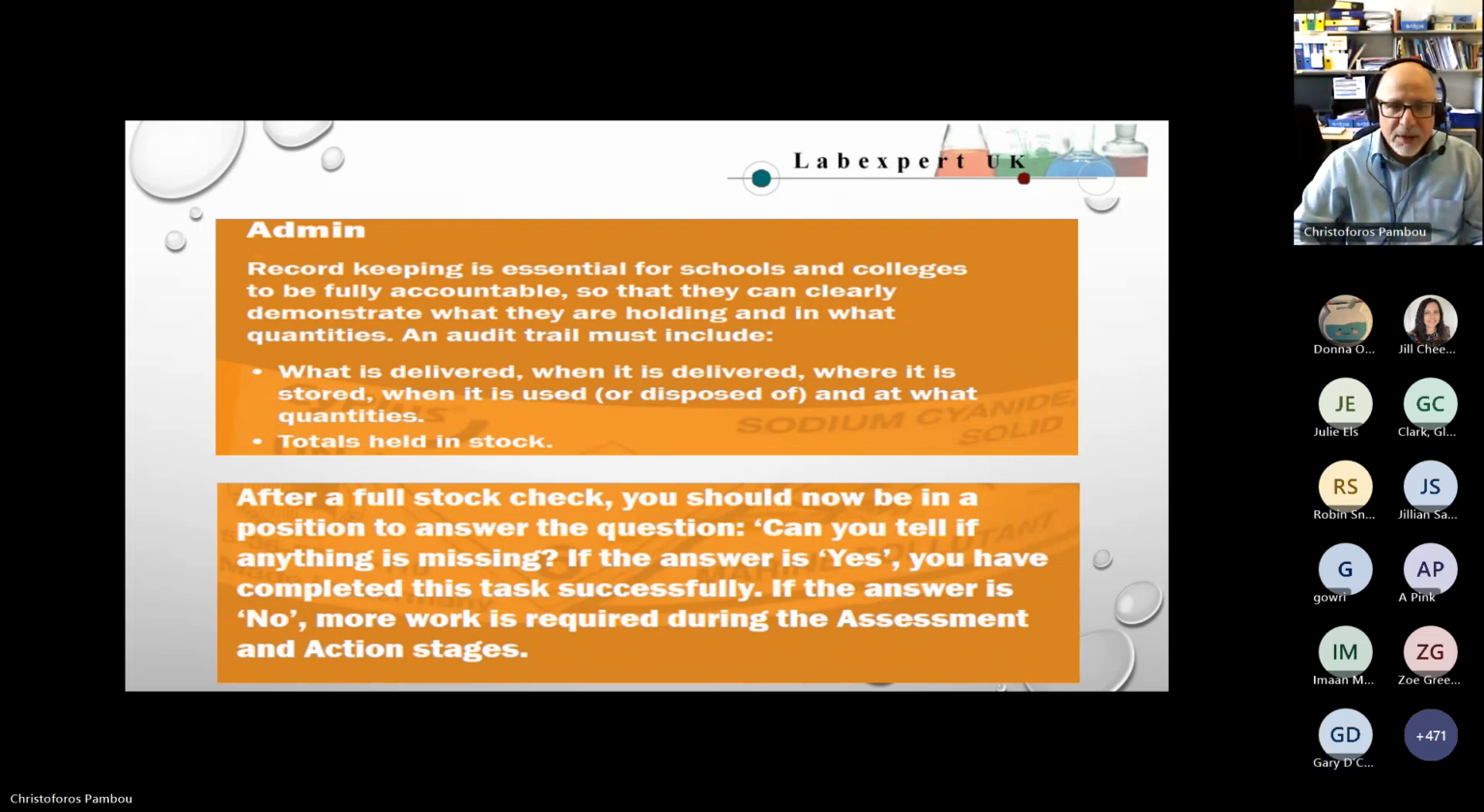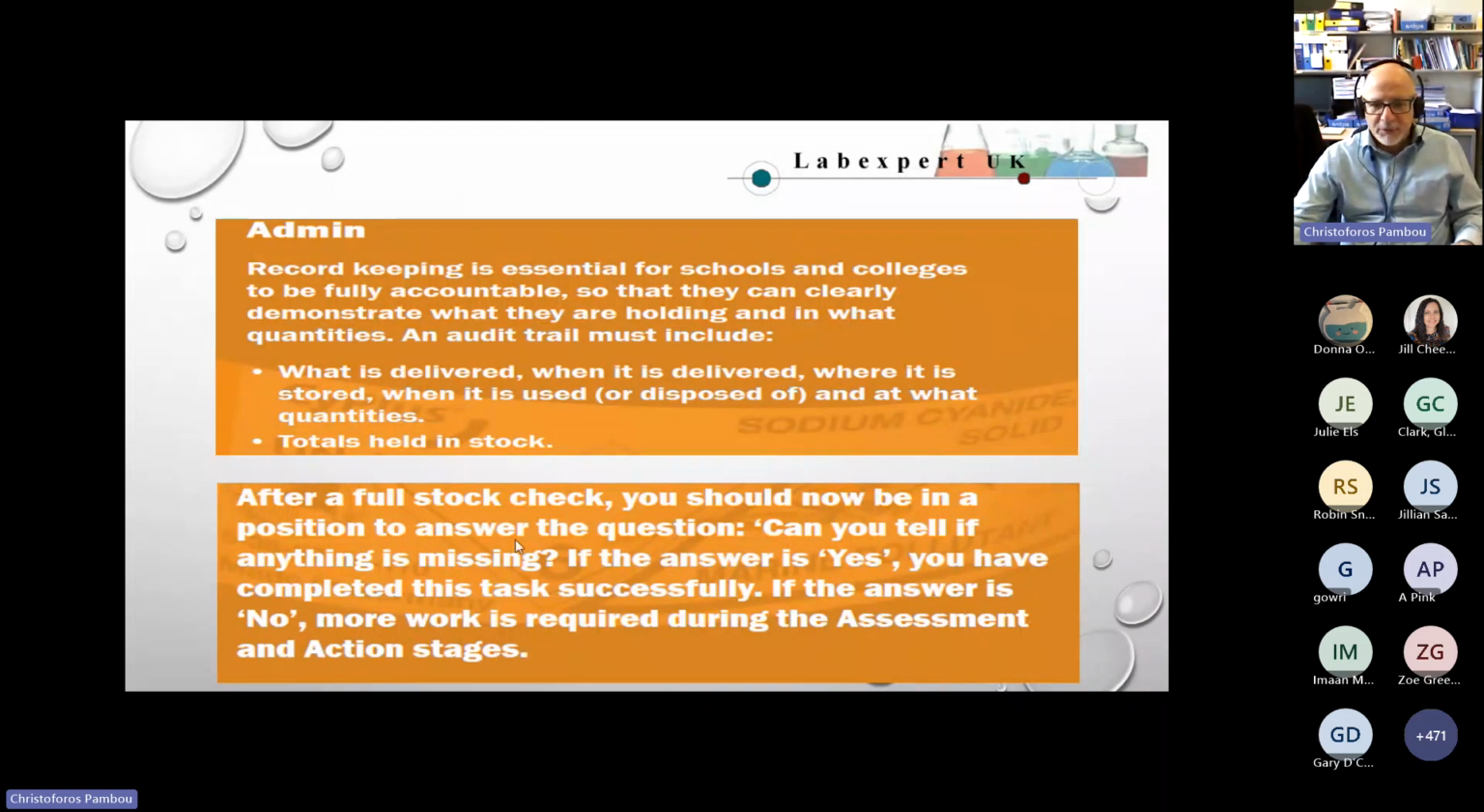Record keeping is a challenge for schools and colleges to be fully accountable so that they can clearly demonstrate what they're holding and in what quantities. So an audit trail must be included: what is delivered, as we said earlier, when it's delivered, where it is stored, when it's used or disposed of, and the totals held in stock. When we dispose of chemicals, the disposal company will give you a paper copy of what has been disposed, and you need to keep a record of that. It's really important to have a record of your chemicals.